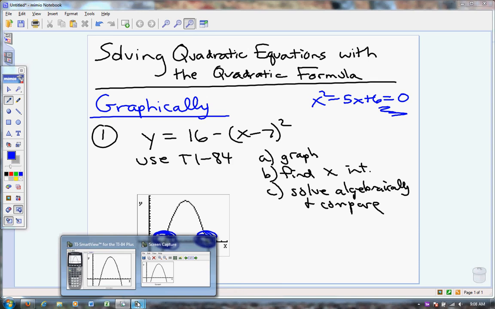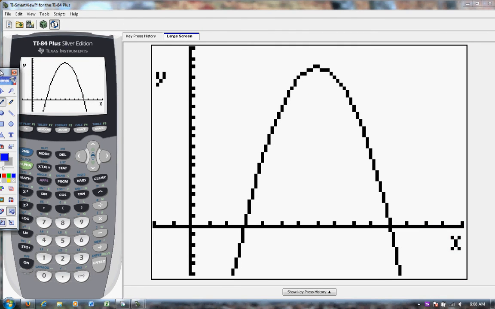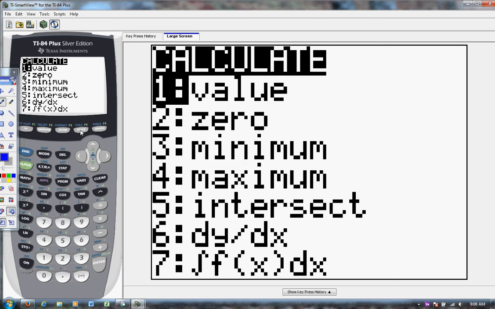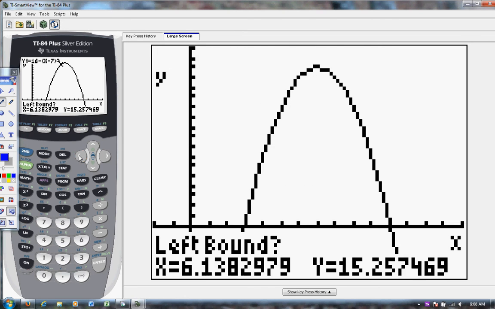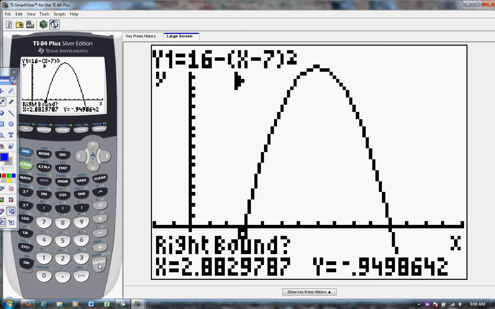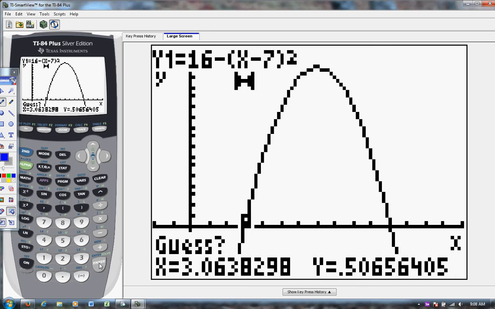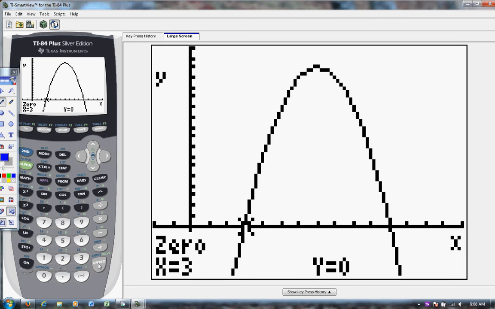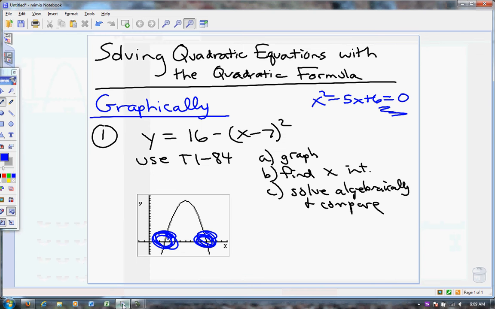And in case you need to be refreshed on that, let's do one of these. What we do is we go to Second, Trace, and I select zero. And it always comes up and says, where's the left cursor? Somewhere to the left of that zero. I'm to the left of it now. Then it asks for a right bound, so you move it to the right of that zero or intercept, and you hit enter. And then it asks you to guess, and you hit enter again. And there is my first zero at x equals 3.